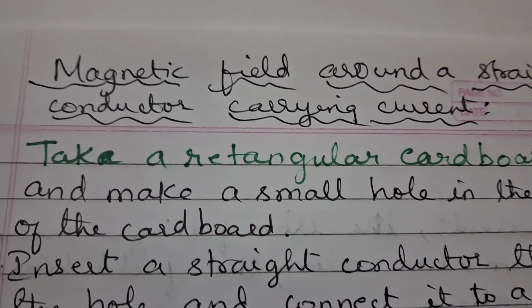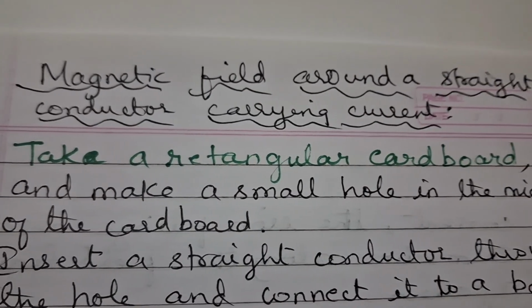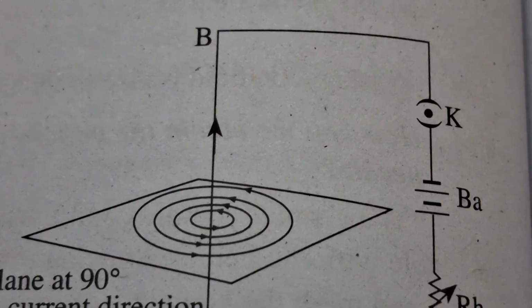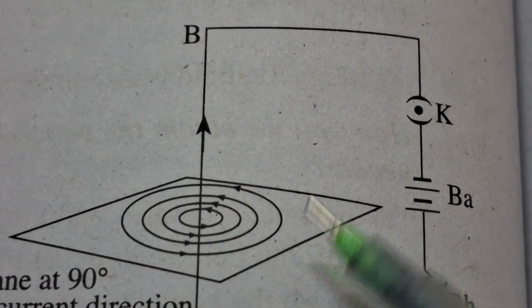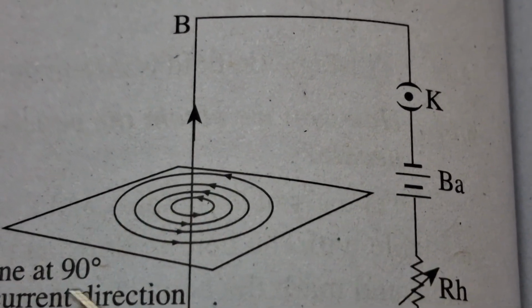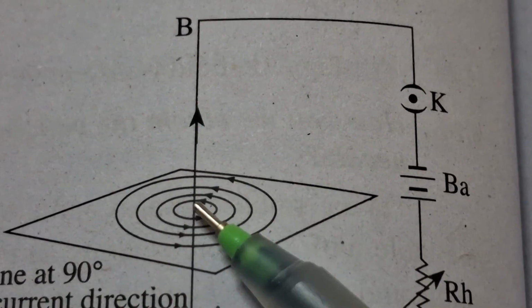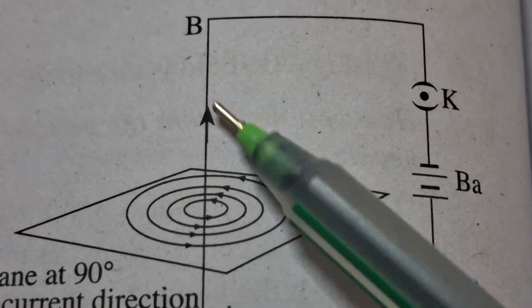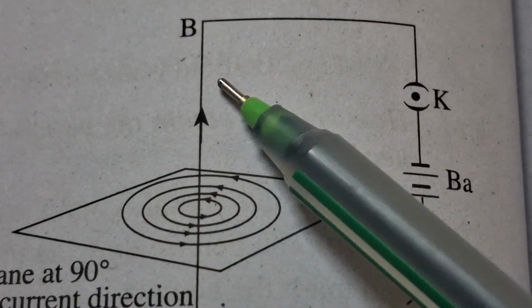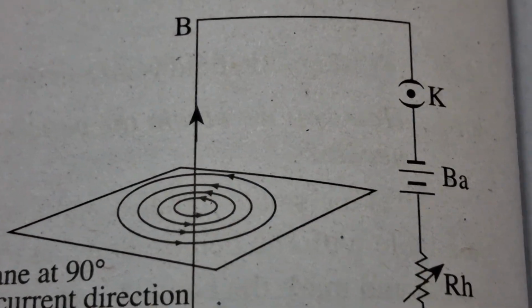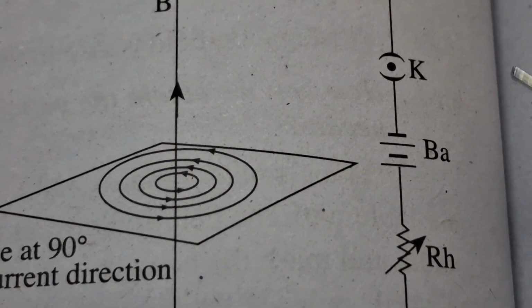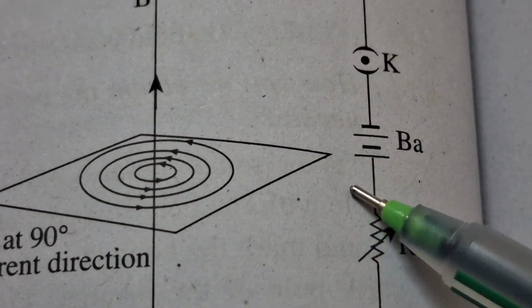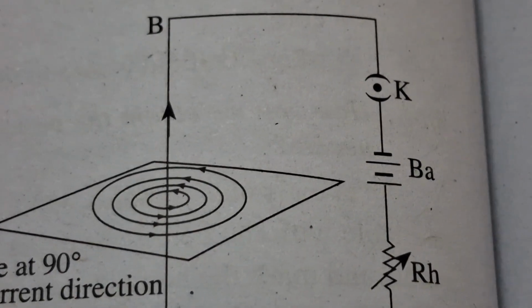Next we'll go for the magnetic field around a straight conductor carrying current. This is an experiment. You have to take a rectangular cardboard, make a hole in the middle of the cardboard, and insert a metallic conductor through the hole. You connect it to a battery, with a plug and a rheostat in the circuit.